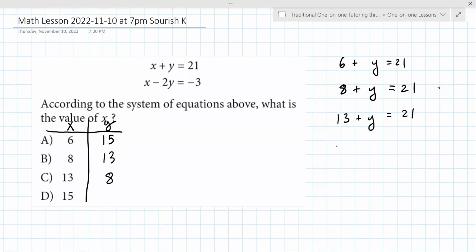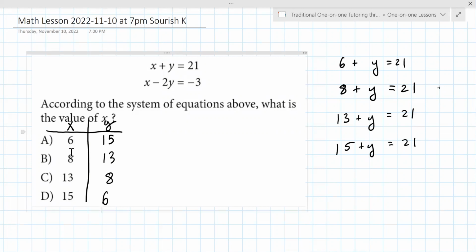Okay, now when x is 15, 15 plus y equals 21. What is the value of y? 15 plus 6. 6, very good.